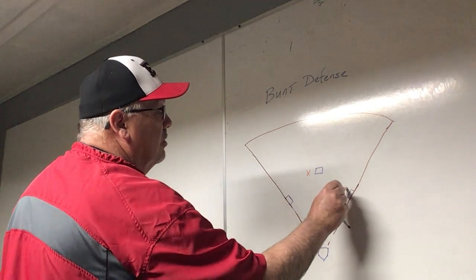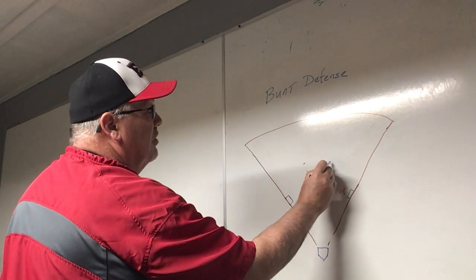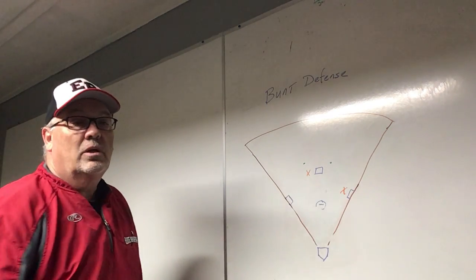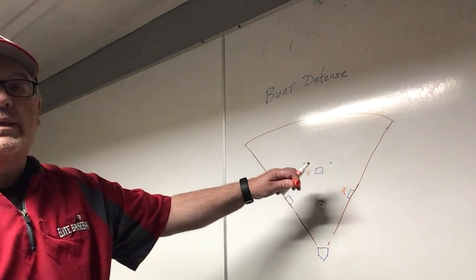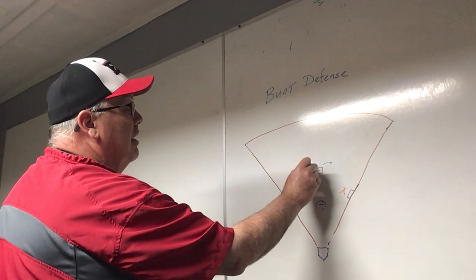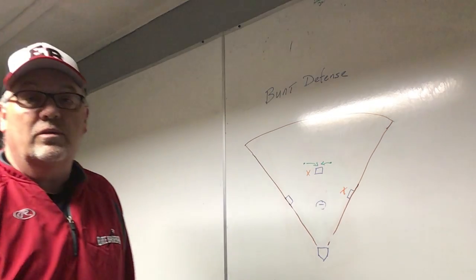Let me put that runner back there. You have your shortstop and your second baseman who pinch. Number one, double play depth. Number two, they're going to be working in and out to hold the runner at second base.